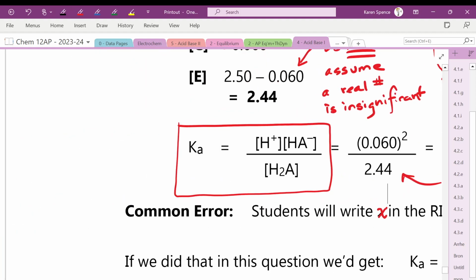Right? So it would be like if I had 0.060 divided by 4. I don't have to put the 4 in brackets. I could, but I don't have to.